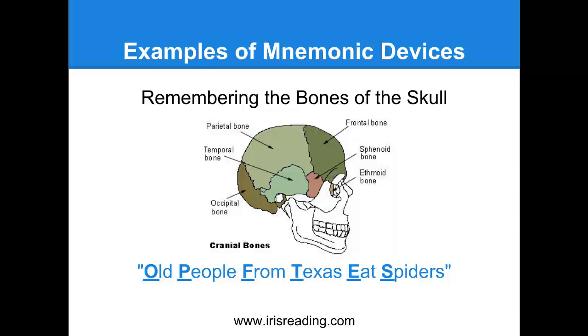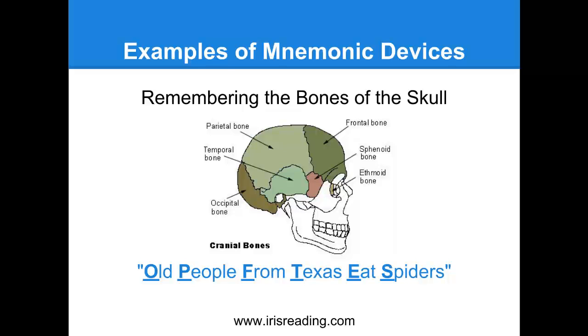No hard feelings here, but if I'm trying to remember something, the T for temporal bone just happens to line up with Texas, so I had to use that. So old people from Texas eat spiders is going to help me, before I go into this test, let's say, to remember the bones of the skull. And it's funny because these mnemonic devices will stick sometimes for a long time.